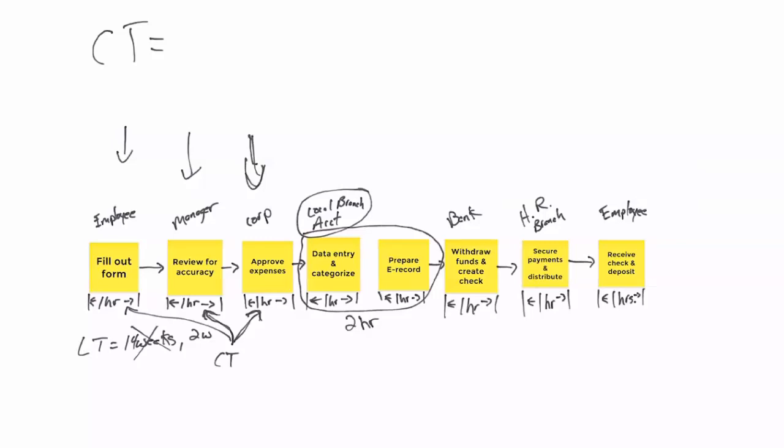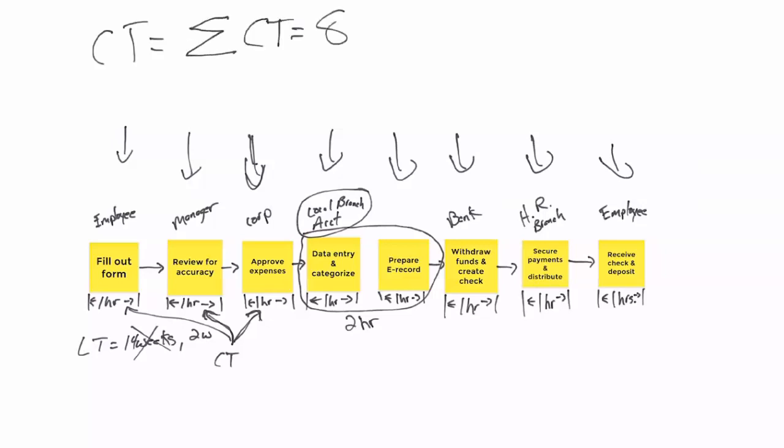It was 2 hours by the local branch accounting group to do data entry and preparing that e-record. So if we include those, we're at 5 hours, 6 for the bank, 7 for HR, and 8 for me. If we sum up the cycle times, that's 8 hours.